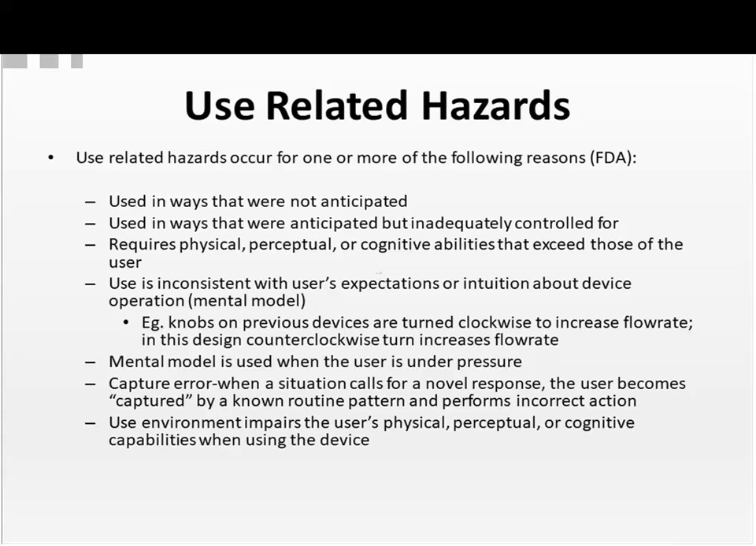Requires physical, perceptual, or cognitive abilities that exceed those of the user. The user is an elderly person and has arthritis in his fingers, could not manipulate keyboard. And you have to think of these possibilities. Now here's an important point. Another hazard is uses inconsistent with the user's expectation or intuition about device operation. The user has a mental model about how the device should operate.